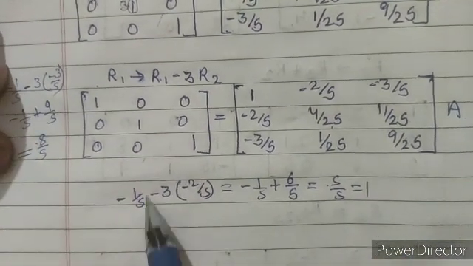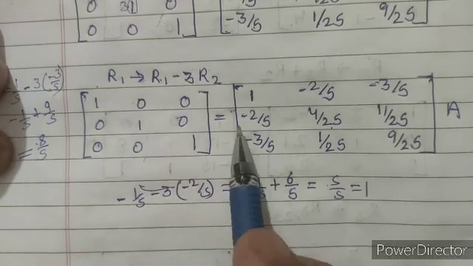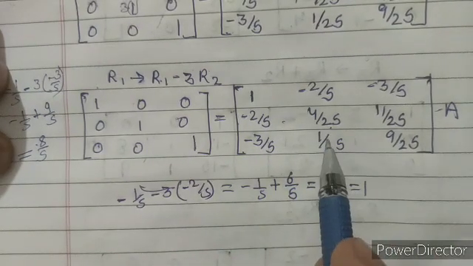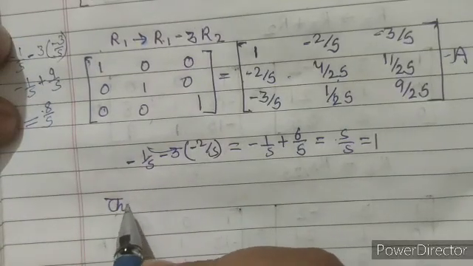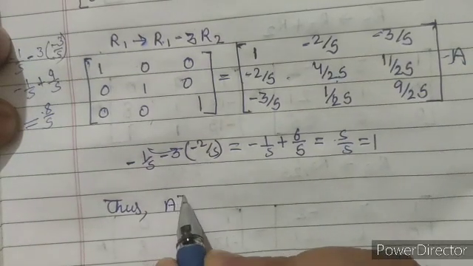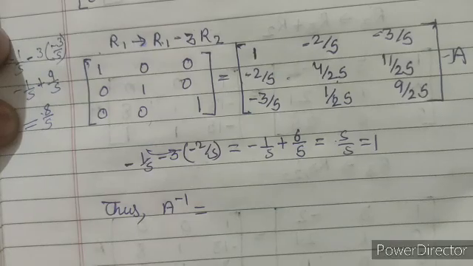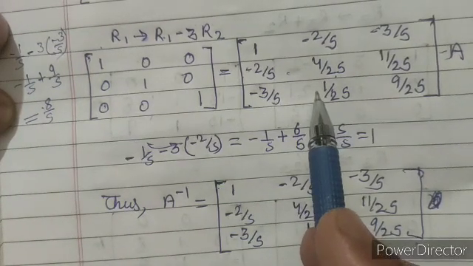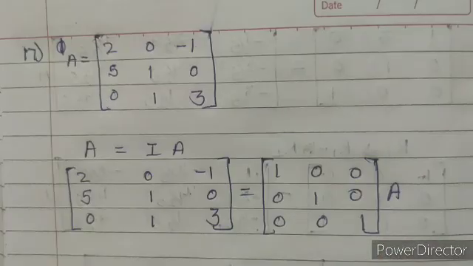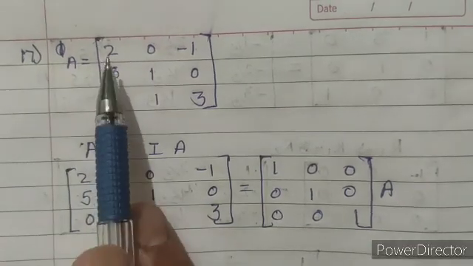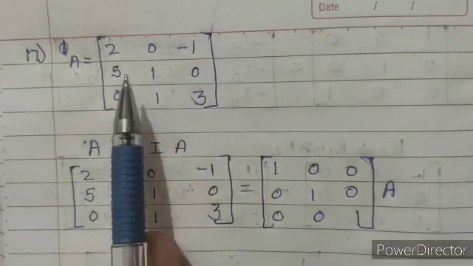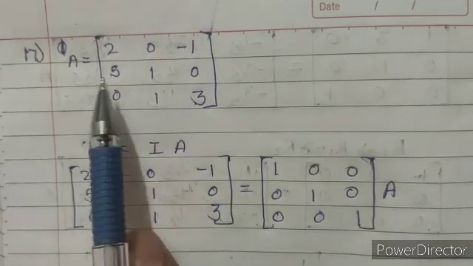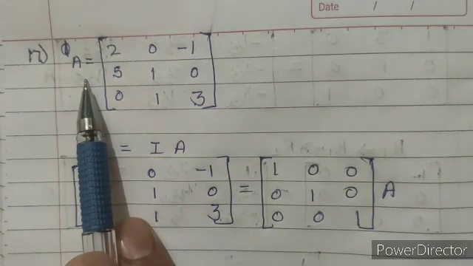Now that means here it is in the form of I equal to BA. That means this matrix B is inverse of A. Thus we can say A inverse is equal to the matrix B. In question number 17, a matrix of order 3 by 3 is given to us and we have to find its inverse. I have taken it as matrix A.